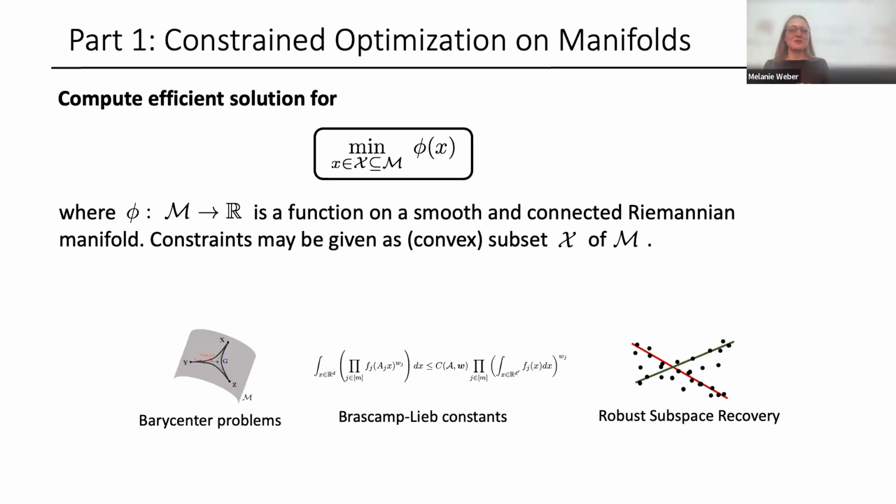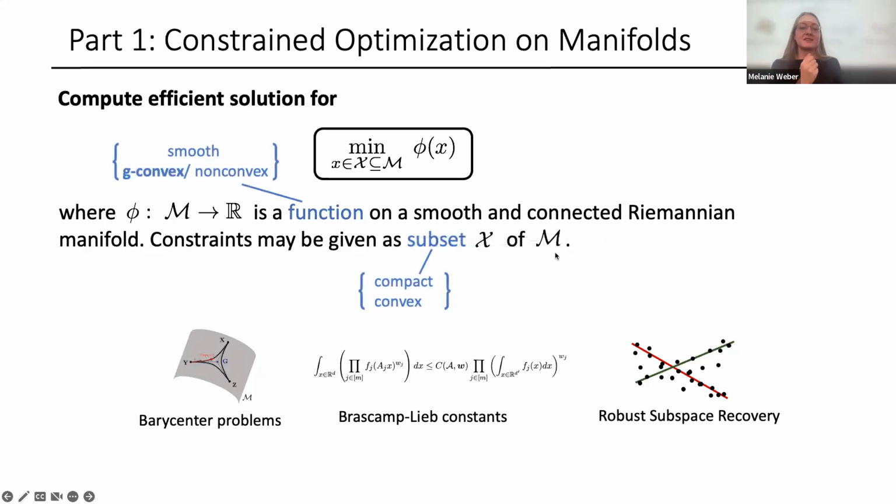So let me now move on to constrained optimization. That problem is a slight specialization of what we've seen on the initial slide. We have the usual objective function that is defined on a manifold that we're trying to minimize. And now we put the additional assumption that our minimum has to lie in a certain convex region of the manifold, which we call script X.